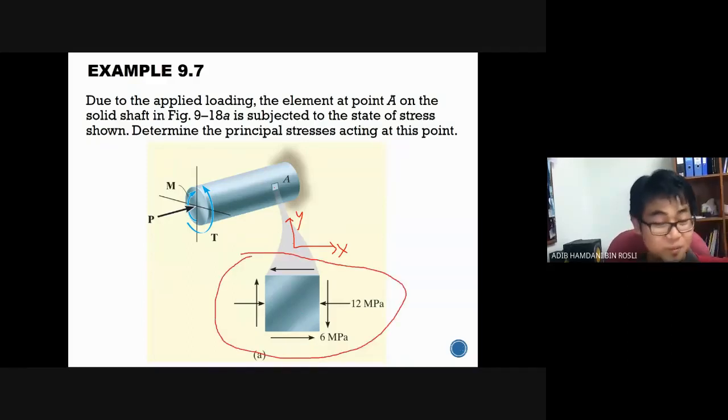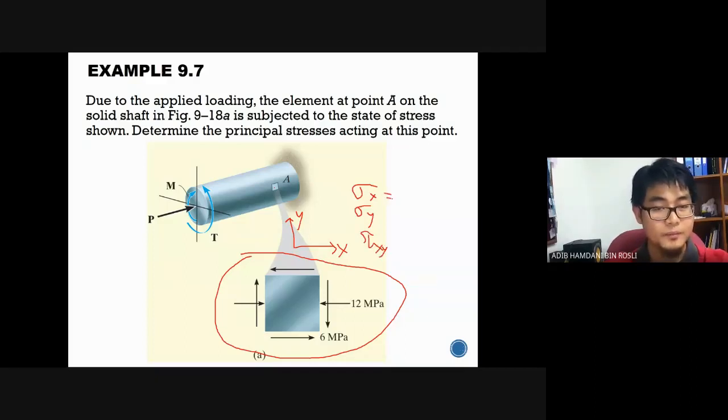To get this is chapter 8. That's what I said before you go to chapter 9. This is chapter 8, right? Now in chapter 9, you want to find the maximum stresses that will occur. Okay, so you establish XY. So basically you have your sigma x, your sigma y, and your tau xy.